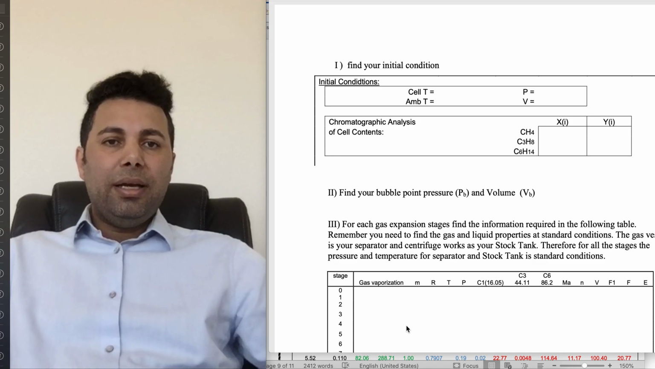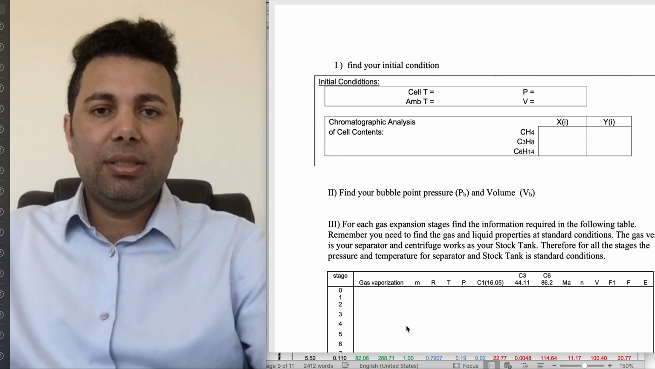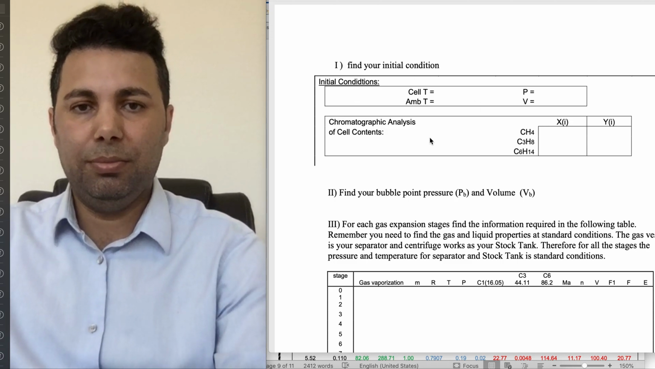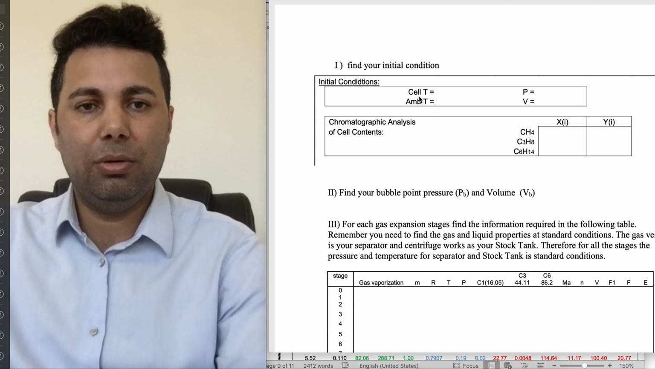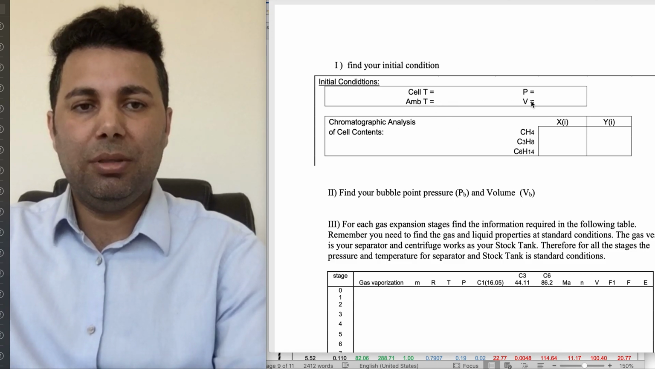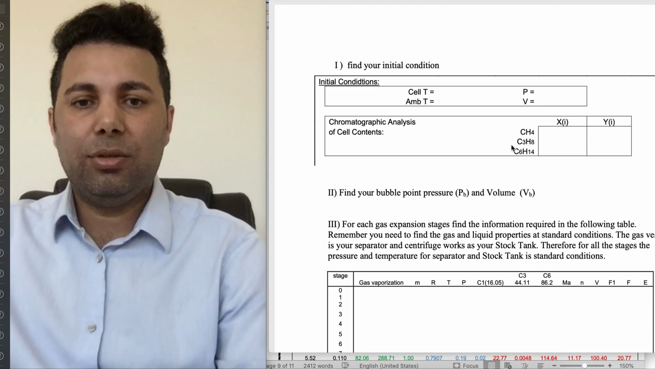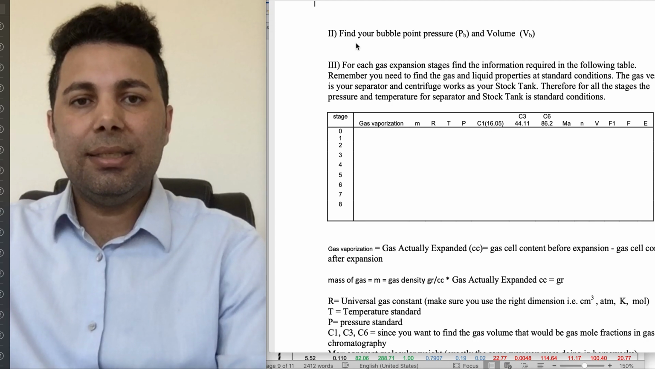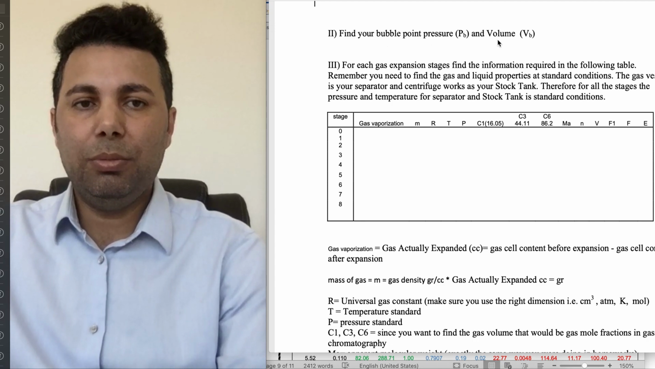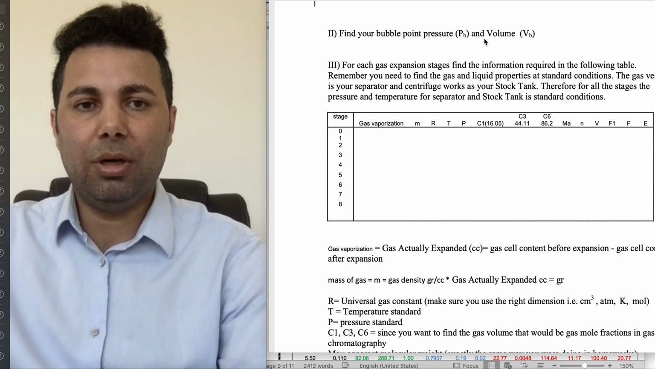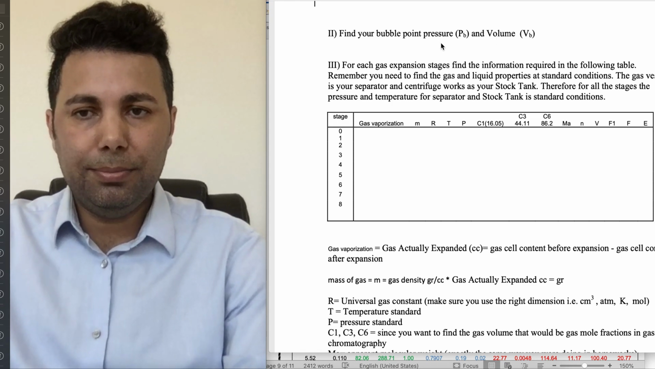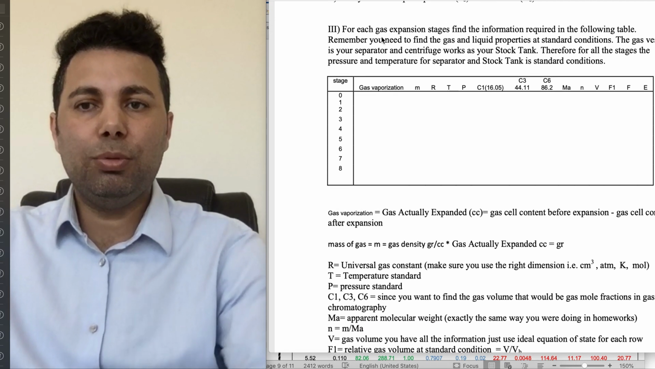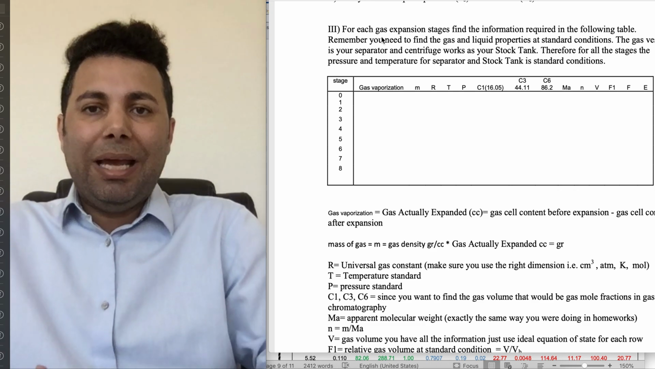So in the experiment 4 instructions, the first step is to find your initial condition. So you fill up this table, and this will be provided to you. So you know what is your cell temperature, ambient temperature, pressure, and volume. And you know the gas chromatography of the fluid at the initial condition. In the second step, I'll provide you with the bubble point pressure and the bubble point volume. These are obtained through our flash vaporization test. In the third step, I'm going to provide you with the 8 gas expansions, okay?